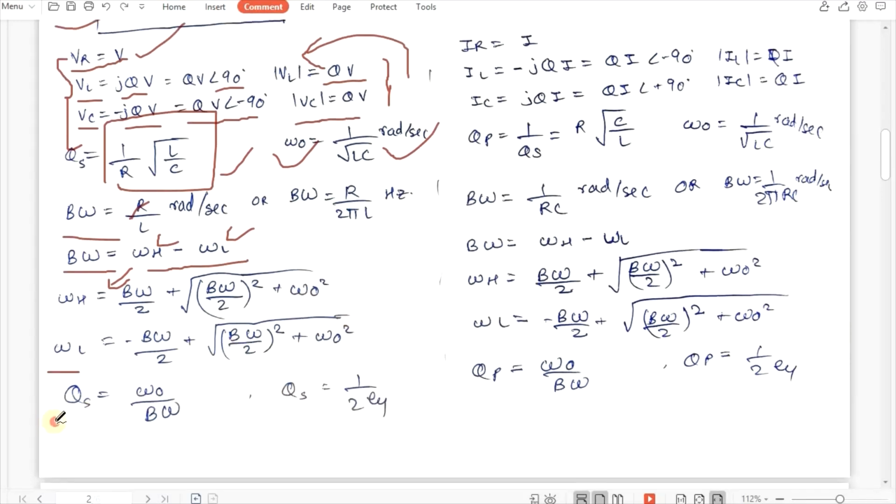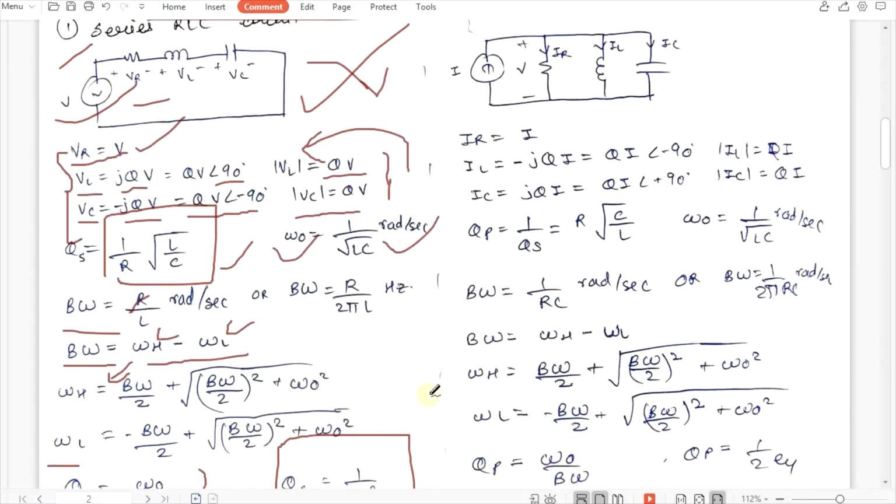If you want to write quality factor in terms of your resonant frequency and bandwidth, then quality factor is equal to omega naught by bandwidth. This is a very handy formula. You should take note of it. And the last formula that you should know for a series RLC network is this one: quality factor of a series RLC network in terms of zeta is 1 upon 2 zeta. This will be handy whenever we get a transfer function and from the transfer function we have to get the quality factor.